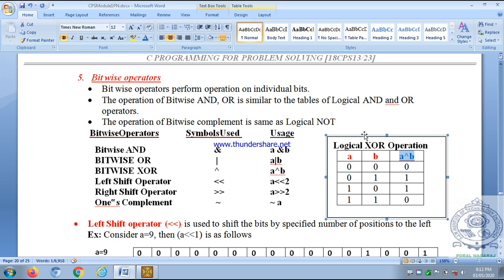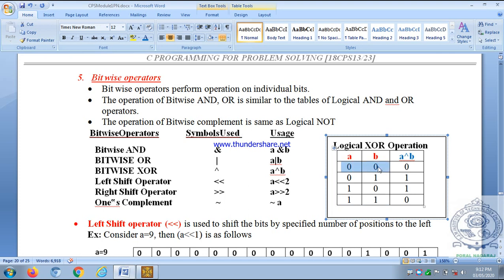Here is how the exclusive OR, XOR operation is performed: if inputs are same, output is 0. That's what you have to remember. Say for example A exclusive OR B, both inputs are same, so output is 0. Here 1 exclusive OR 1, both inputs are same, output is 0. So when inputs are same, output is 0.